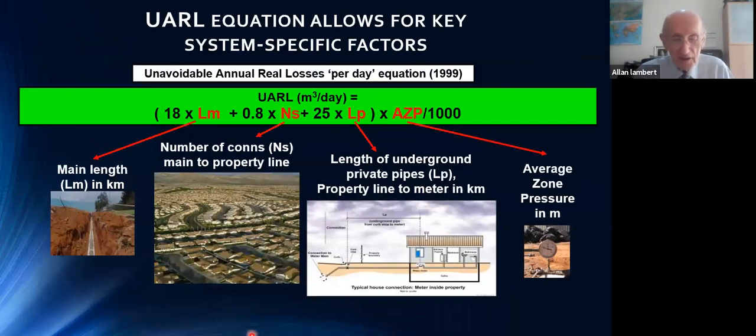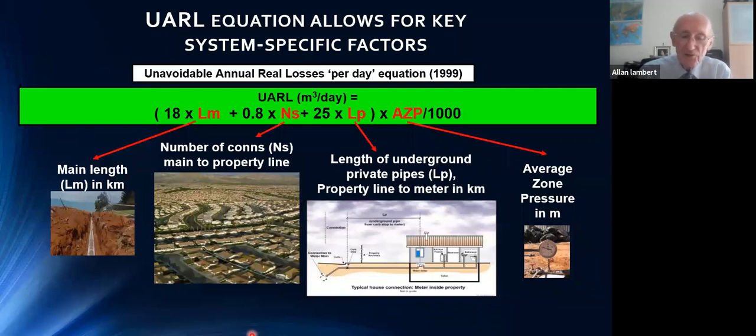This is a very nice slide, I think, to show how it works. It basically says a UARL will depend upon what your length of mains is, what your number of services is, what your length of private pipes is, and what the pressure is. It's in the metric version in cubic meters per day, and we also include in there the total length of the underground private service connections if the meter is located some distance after the property line.